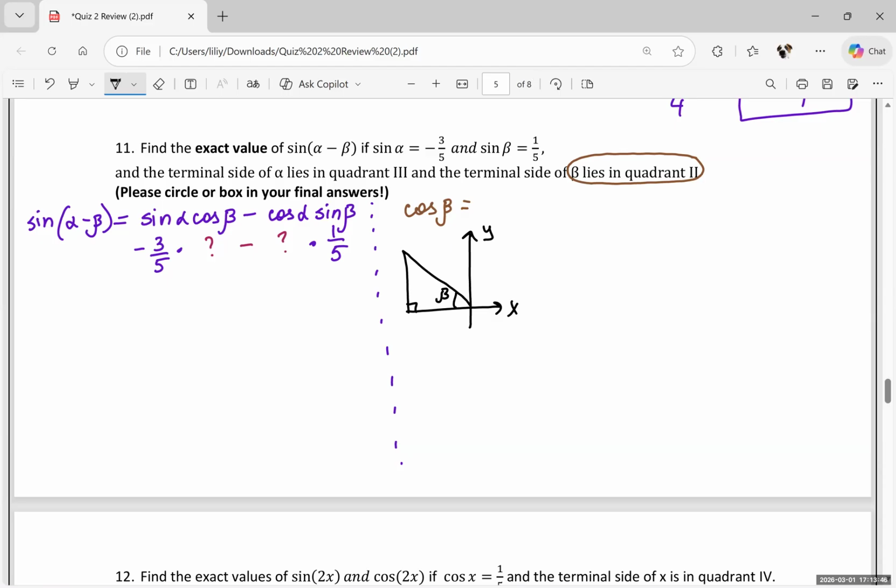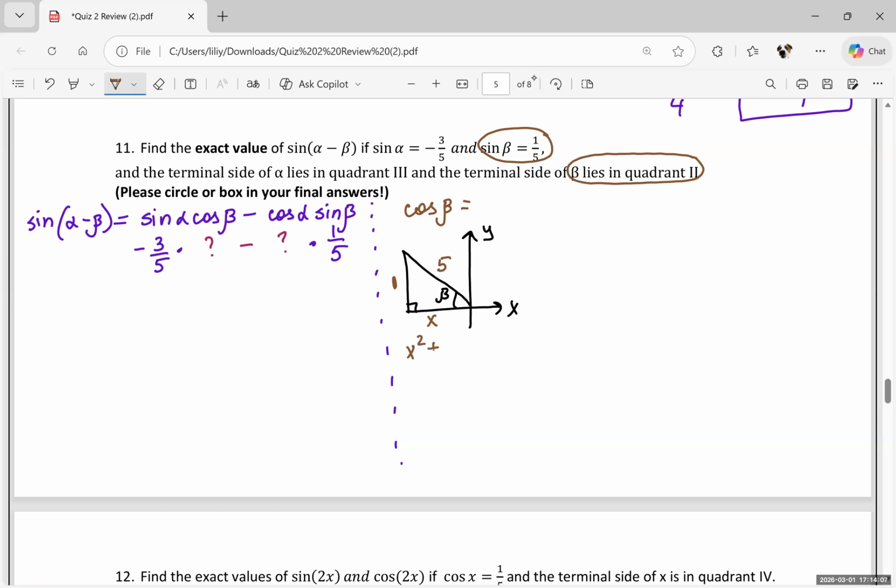This is your angle beta. We also know that sine of beta is 1/5. That means that the opposite side is 1 and the hypotenuse is 5. What we need to find is x, the adjacent side to beta.